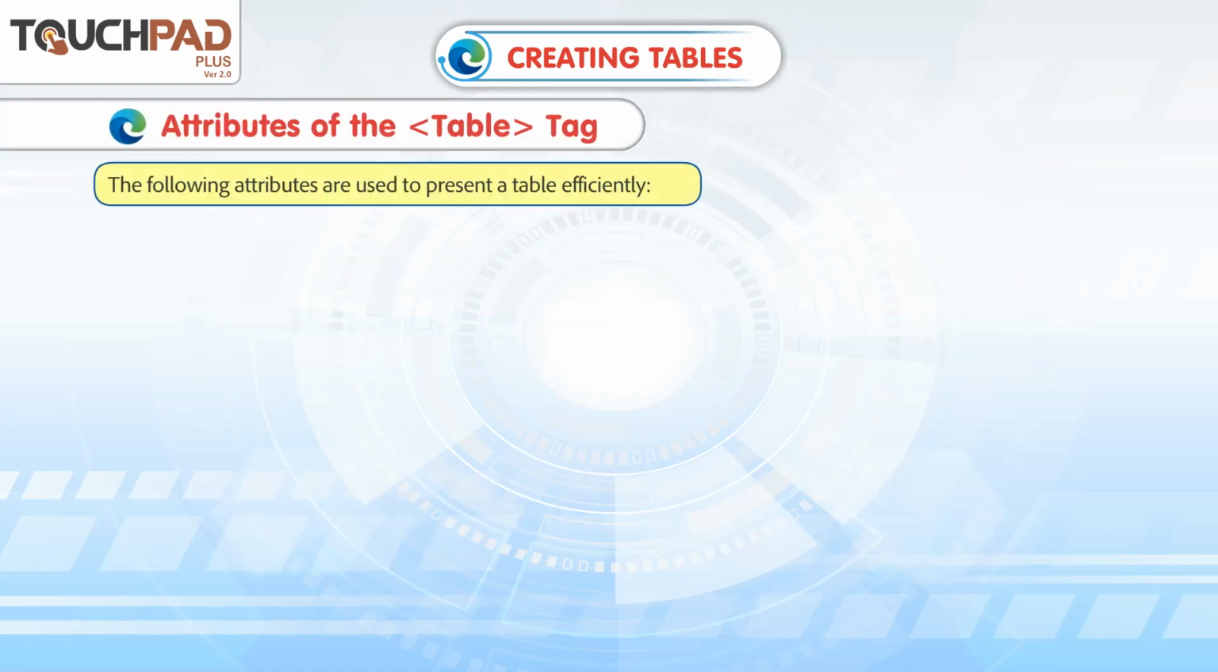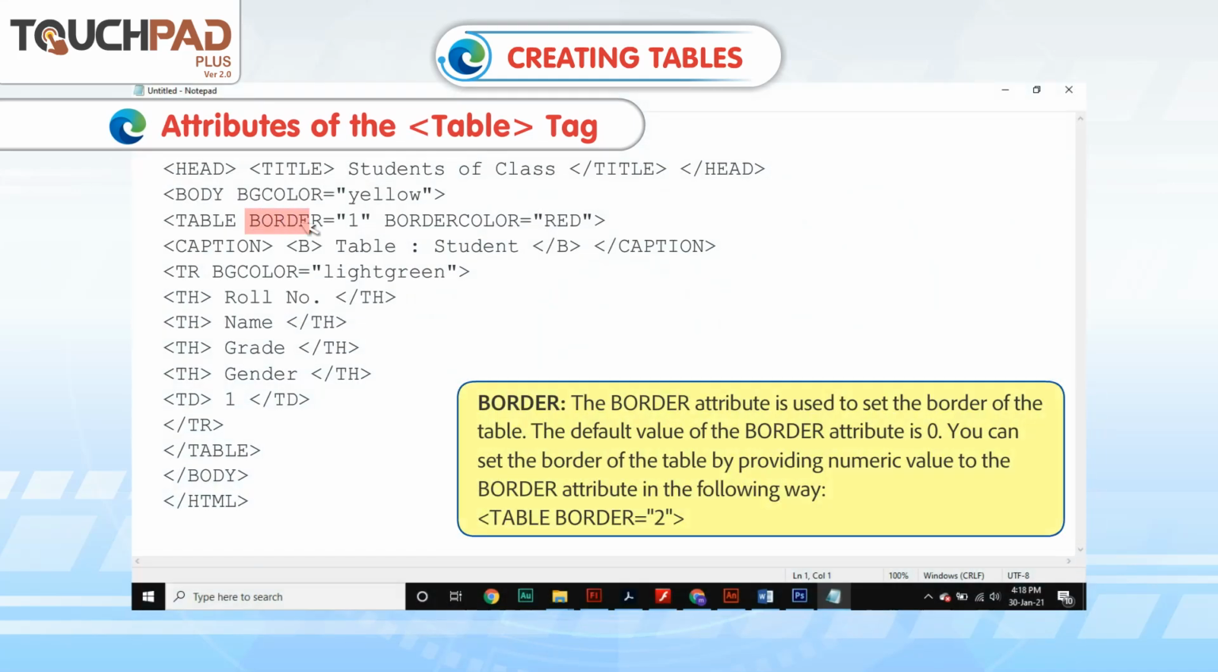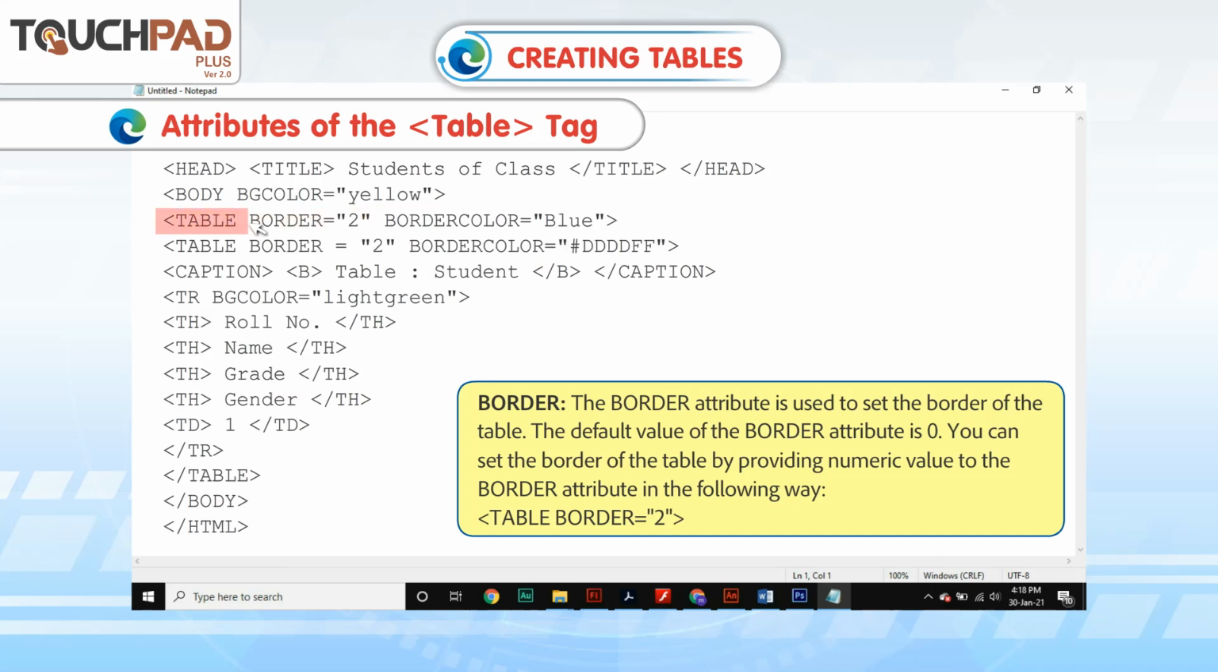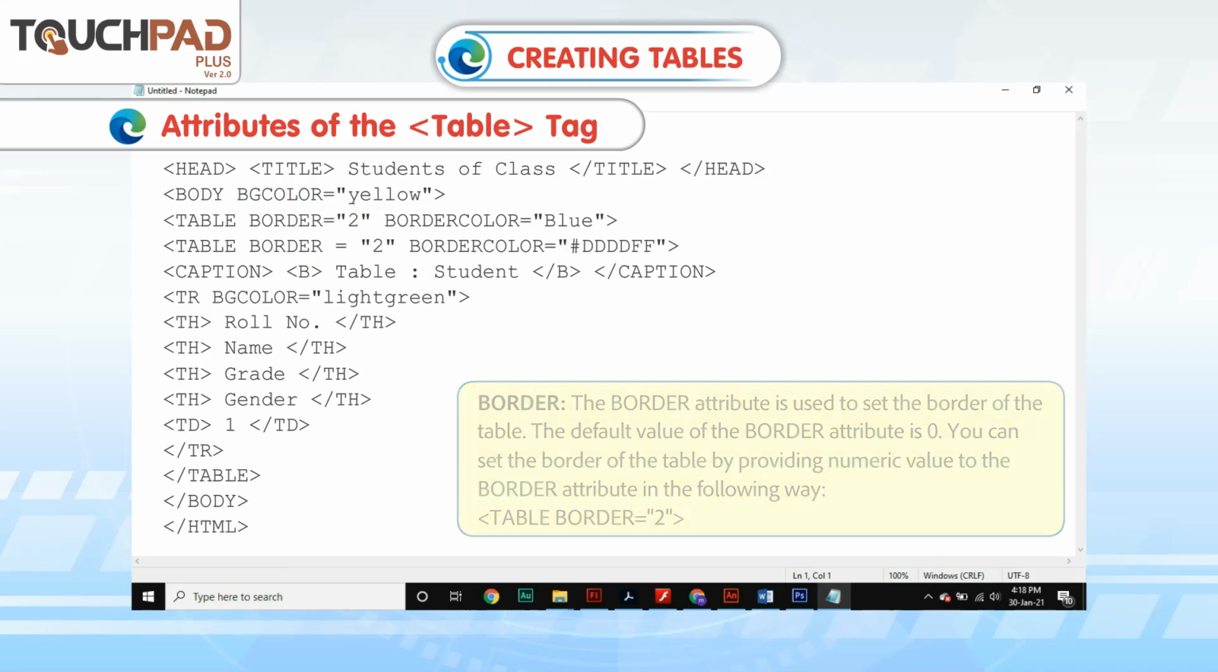The following attributes are used to present a table efficiently. Border. The border attribute is used to set the border of the table. The default value of the border attribute is 0. You can set the border of the table by providing numeric value to the border attribute in the following way. Table border equal to, in double quotes.